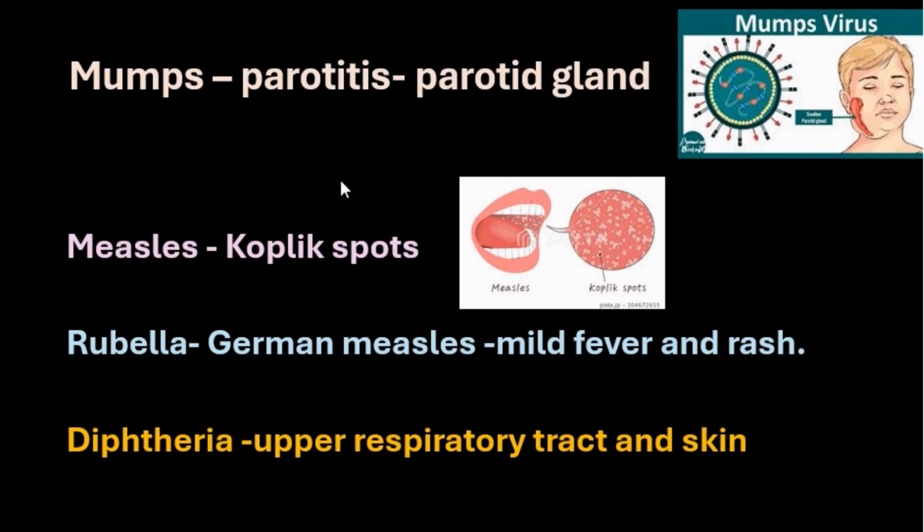Measles, the features are Koplik spots. You can see. This is also one of the most commonly repeated questions. Koplik spots are seen in which disease? So measles is related to Koplik spots. You can see the picture. Rubella is called German measles. This is with mild fever and rash. Diphtheria is affecting the upper respiratory tract and skin. So these all are the different options related to this question.